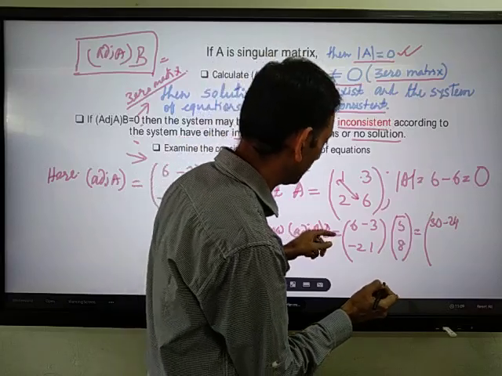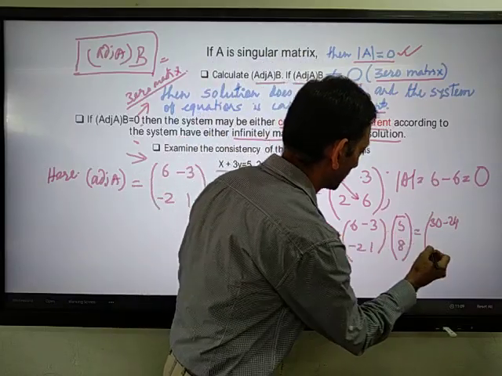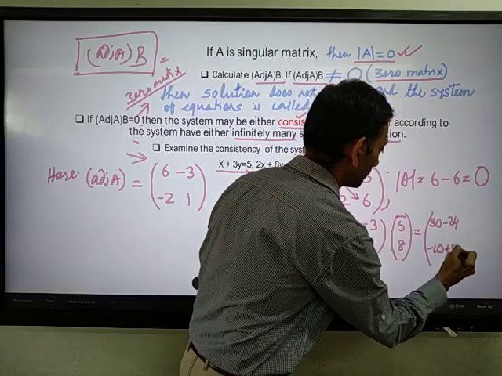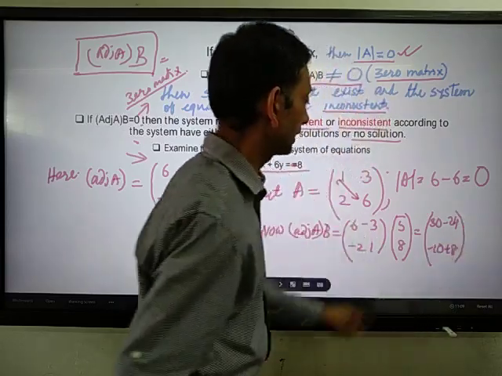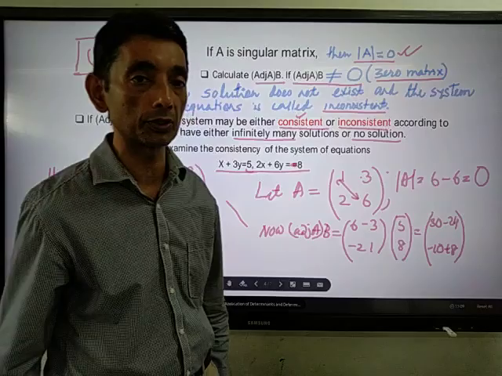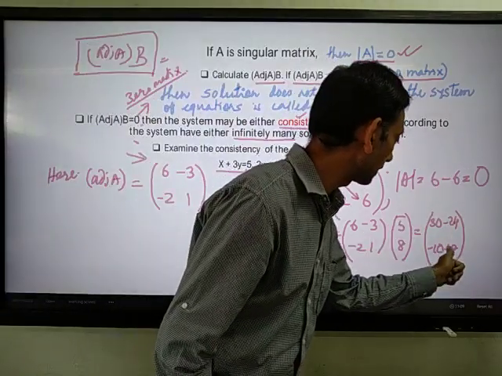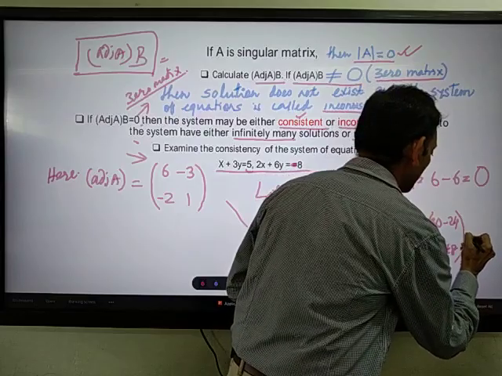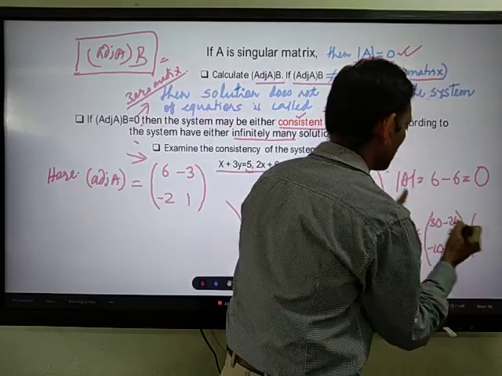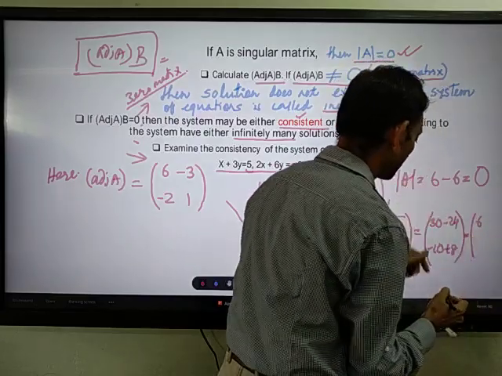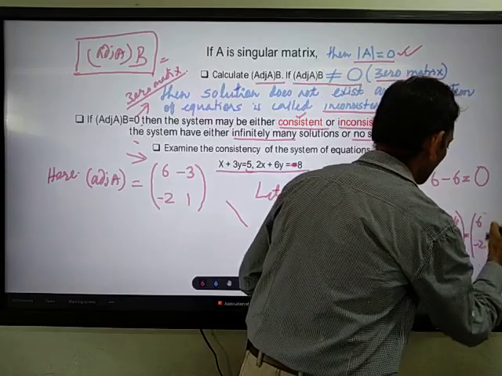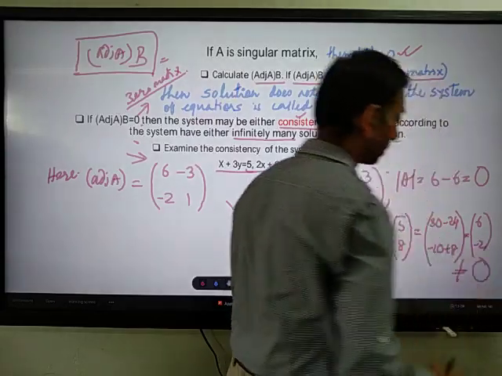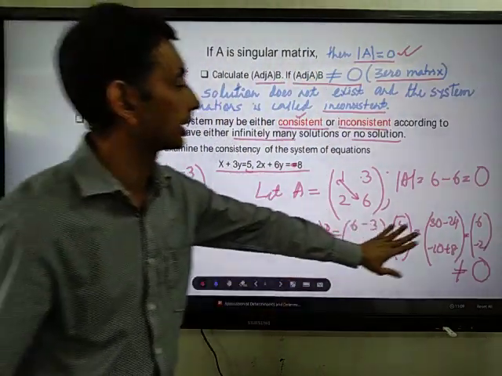Then again we will multiply. Minus 2 into 5 is minus 10, then plus 8. So 30 minus 24 is 6, and minus 10 plus 8 is minus 2. So obviously this is not equal to the 0 matrix.